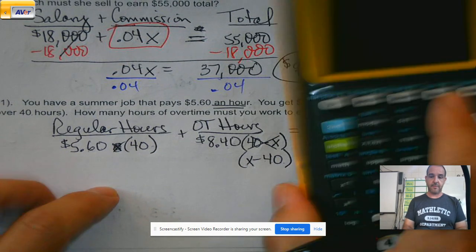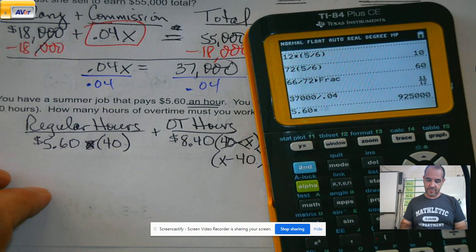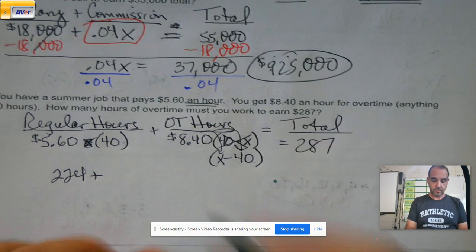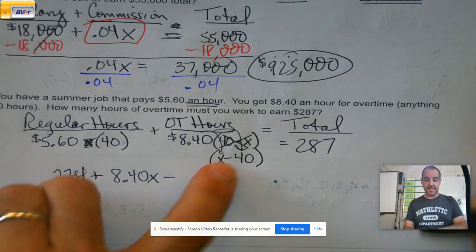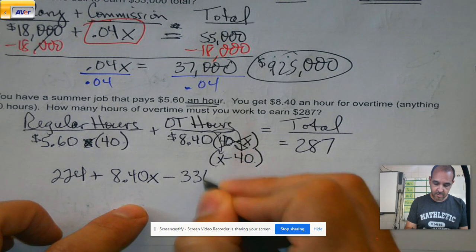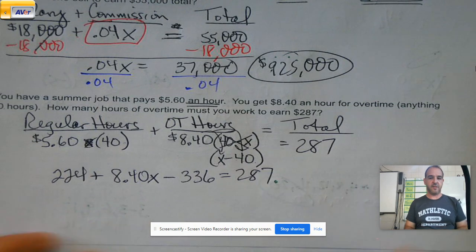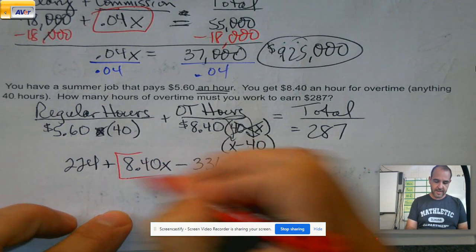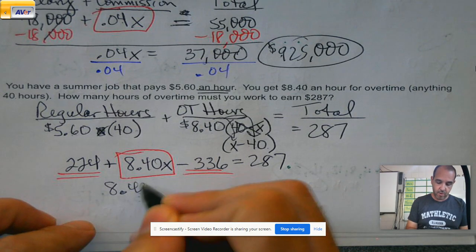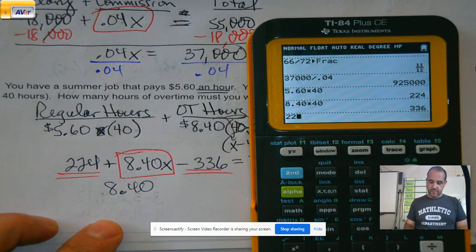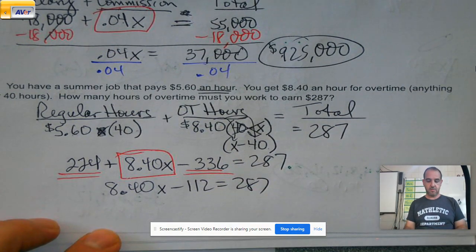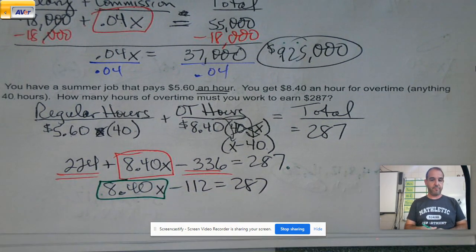So how does this work? Well, let's see. So 5.60 times 40 is 224 plus this 8.40 I've got to distribute. So 8.40x minus 8.40 times 40 is 336 equals 287. You're like, okay. Now let's see. Only got one x term, but I have both of these numbers. We got 224 minus 336 is minus 112, 287. And now we're back to a regular two-step math problem. So I got my 8.40.